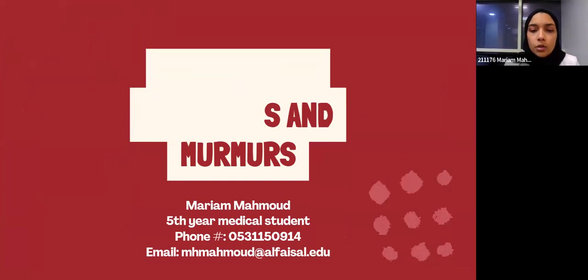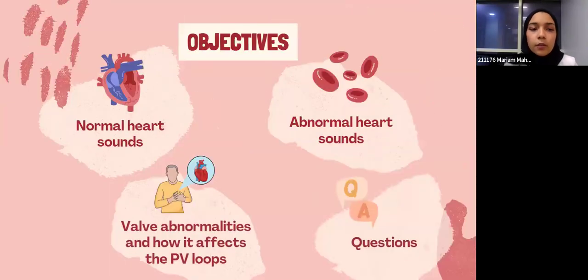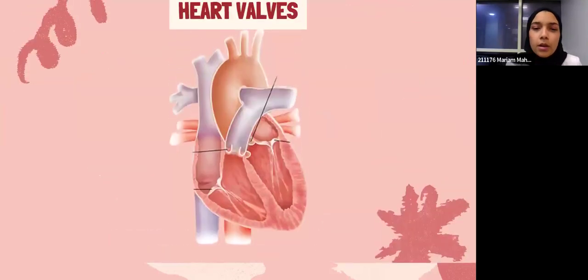Okay. So for the objectives, first I'm going to be explaining the normal heart sounds. And then I'm going to explain the abnormal heart sounds and then the valve abnormalities and how it affects the PV loops. Okay. And then there's going to be a few questions at the end.